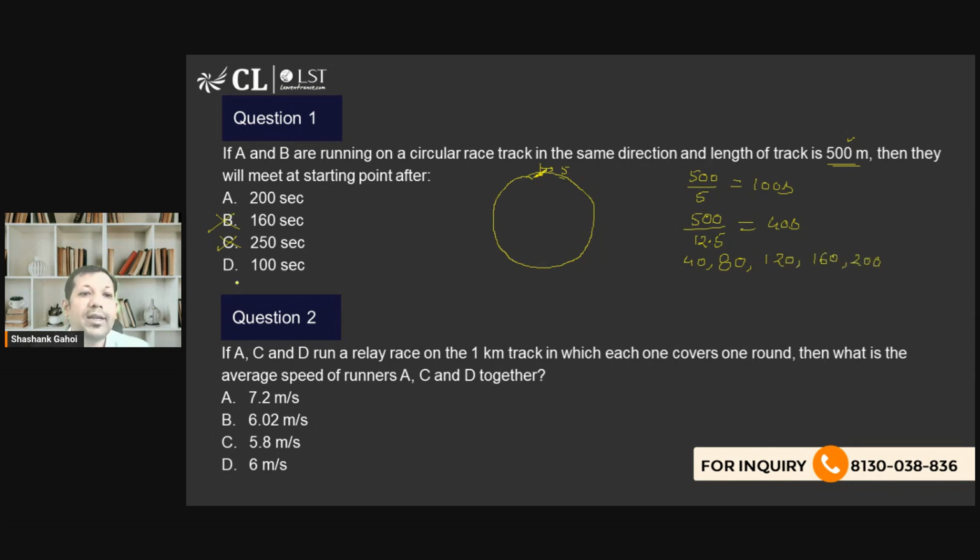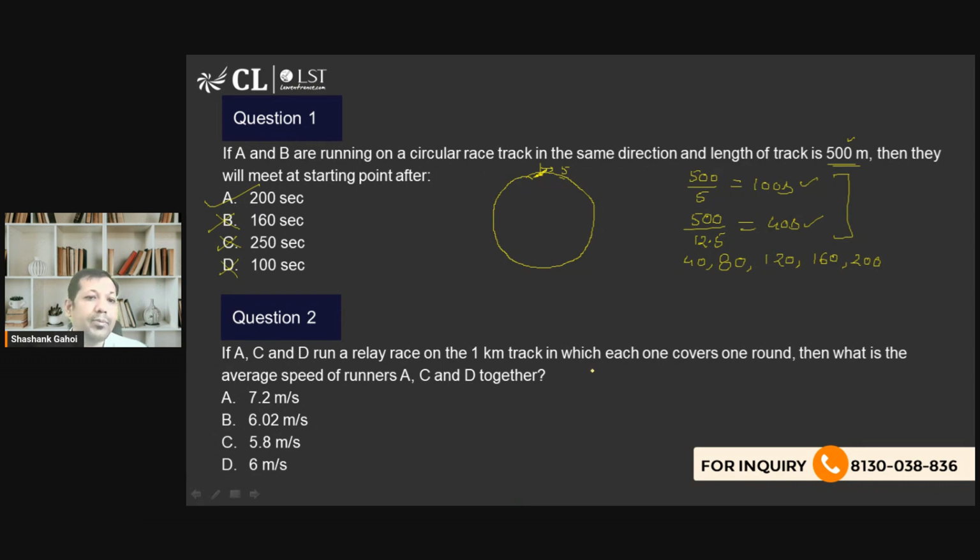So basically B is going to reach the starting point not at 100 seconds, it is going to reach the starting point at 200 seconds. So at the end of 200 seconds, A will be at the starting point as well as B will be at the starting point. Or what is the alternate approach? You can calculate the time of A, you can calculate the time of B, take the LCM, and you will get the answer. So that is another approach.